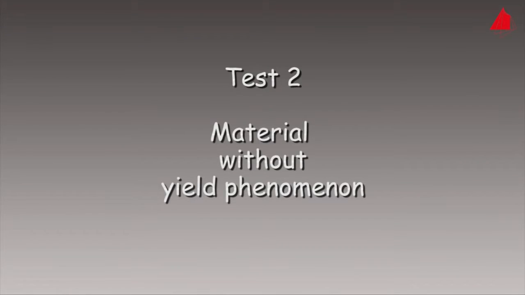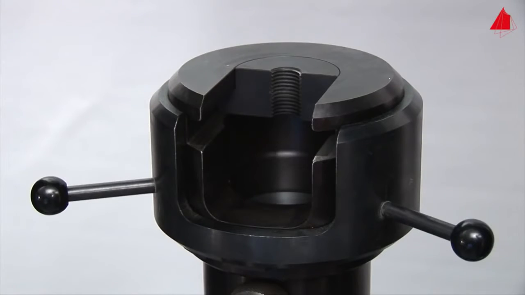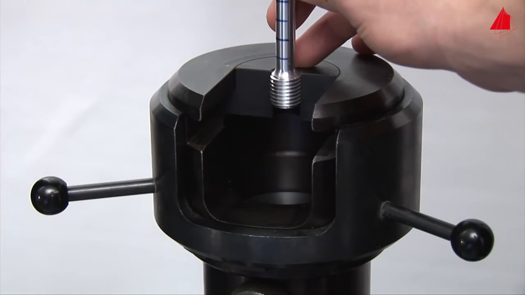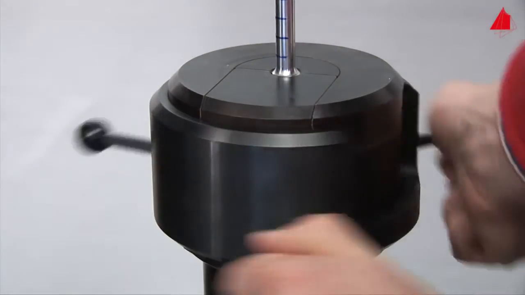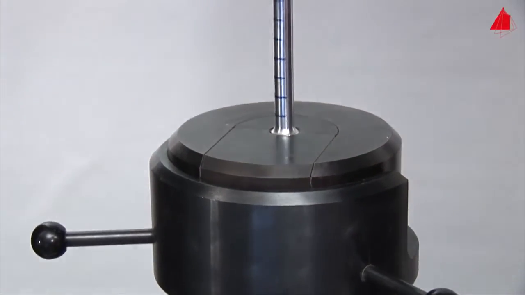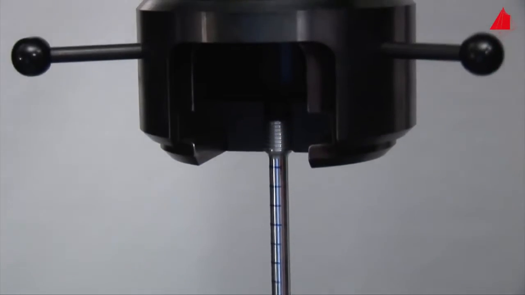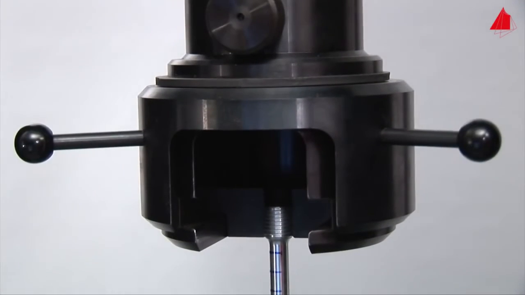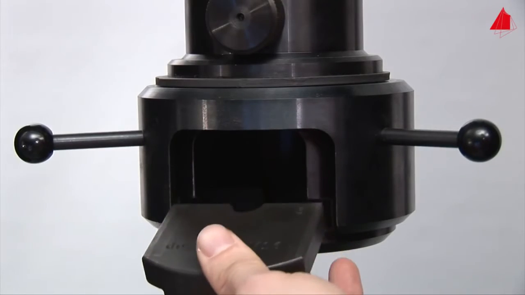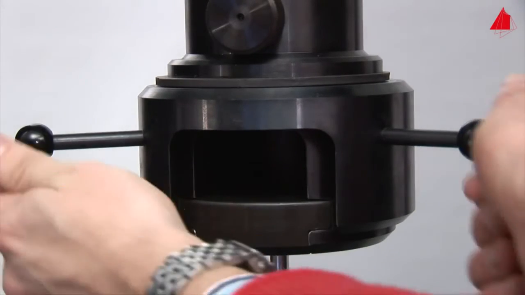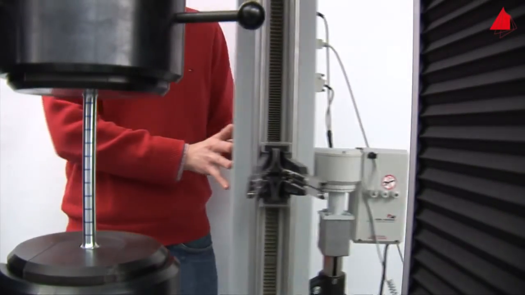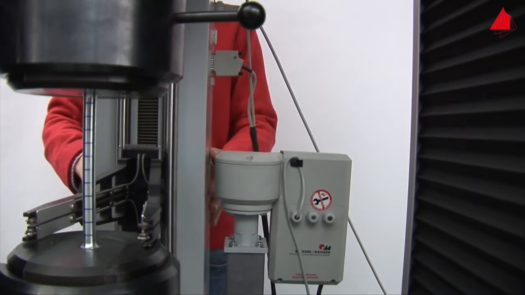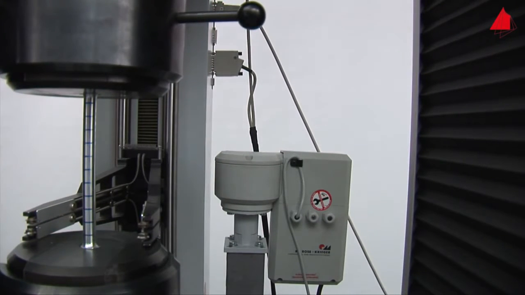In the second tensile test, a material without yield point phenomenon is to be tested. In this case, it is a precipitation-strengthened aluminium alloy. The test piece has exactly the same shape and dimensions as the specimen in the first test. It is cylindrical, with an original diameter of 10 mm and an original gauge length of 100 mm. After fitting the test piece into the testing machine and swinging the extensometer into its working position, the test can start.